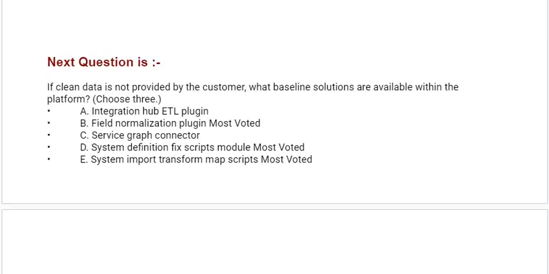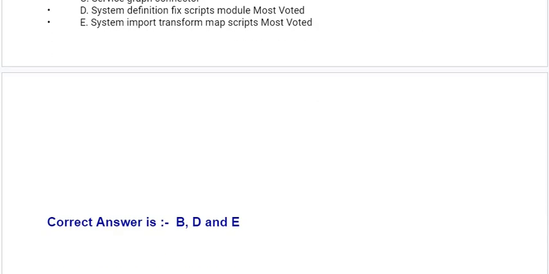Next question is, if clean data is not provided by the customer, what baseline solutions are available within the platform? Choose three options. Option A, Integration Hub ETL plugin. Option B, Field Normalization plugin. Option C, Service Graph connector. Option D, System Definition Fix Scripts module. Option E, System Import Transform Mapped Scripts. Correct answer is option B, D and option E.